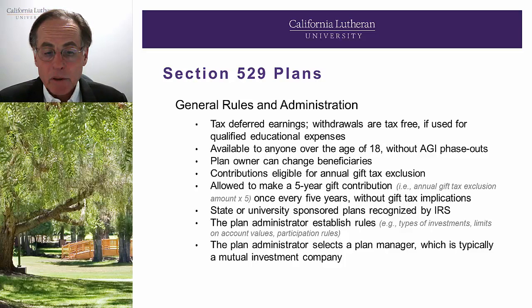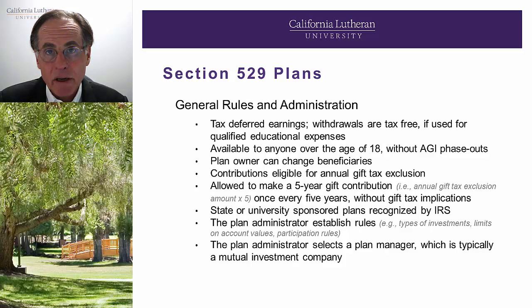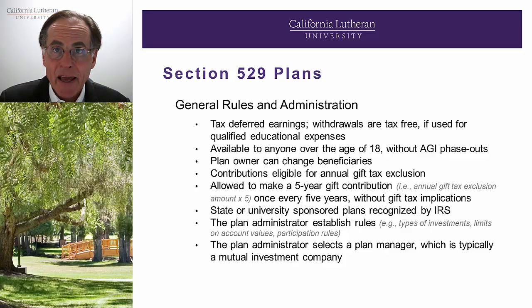For example, maybe to your daughter or a cousin, a niece, a grandson. Contributions are considered to be a gift of present interest. Therefore, they're eligible for the annual gift tax exclusion. A valuable attribute of the 529 plan is that a contributor to the plan could place a lump sum equal to 5 years of annual gift tax exclusion amounts without a gift tax implication.